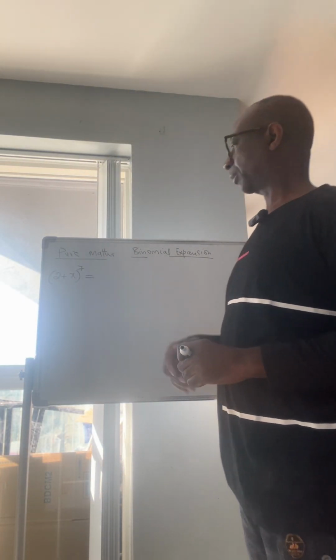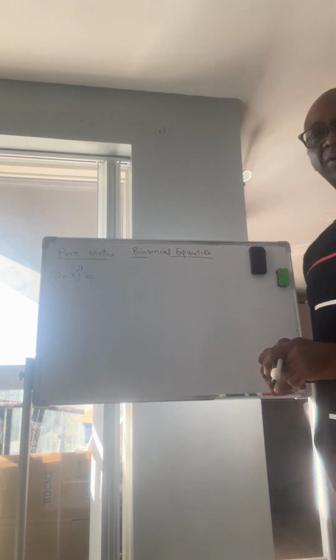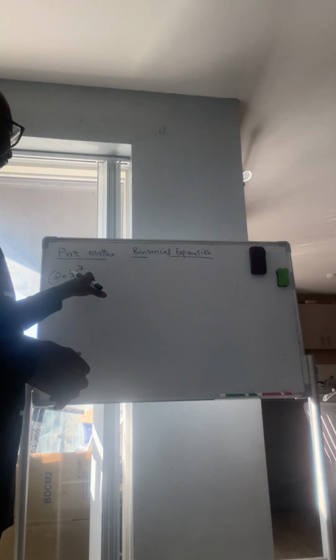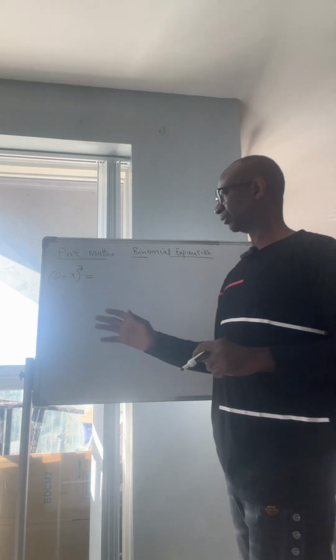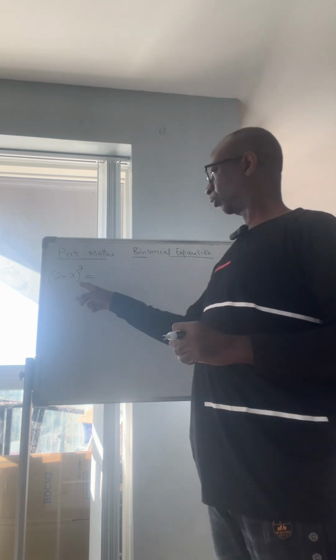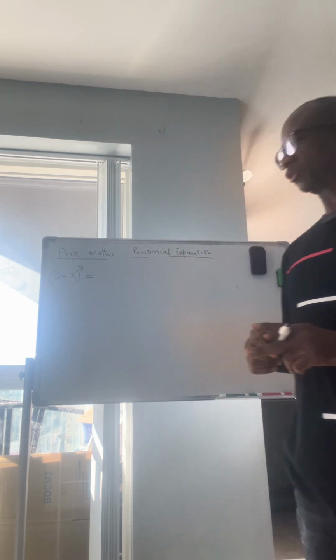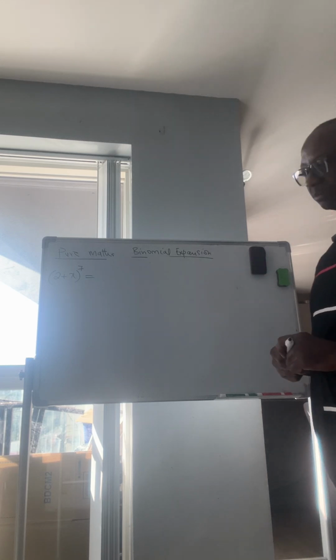We are looking at a problem on the board. (2 + x)^7. You're asked to expand this function up to the first four terms, in ascending powers of x. And you're asked to use the binomial expansion method to do that.